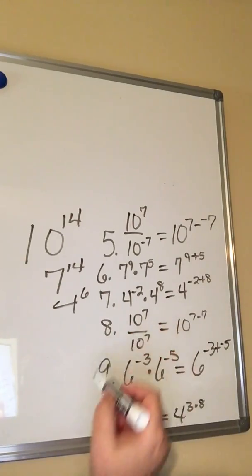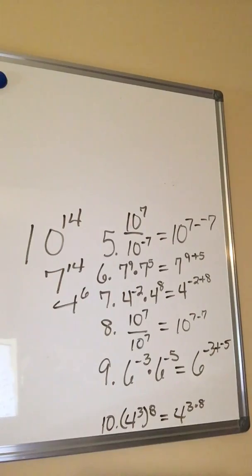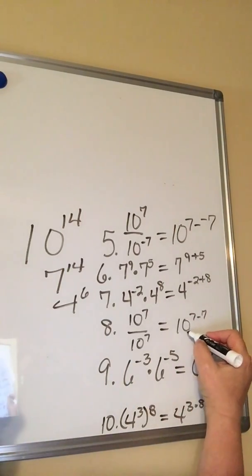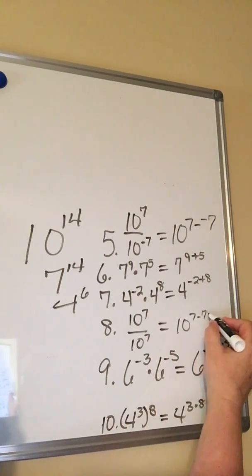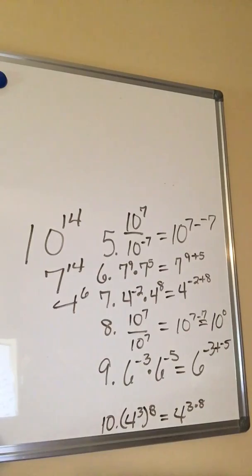Guys, how did you miss this one? Come on, the same number on top of itself in a fraction is always 1. But if you want to do it the way we've been doing it working with exponents, we keep the base, 10. 7 minus 7 is 0. So you'd have 10 to the 0. Anything to the 0 power is 1.